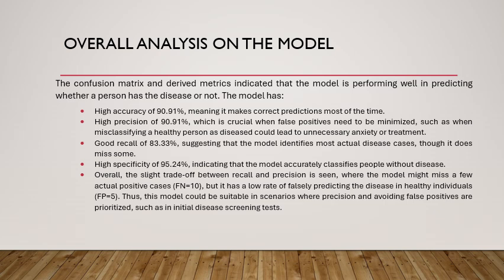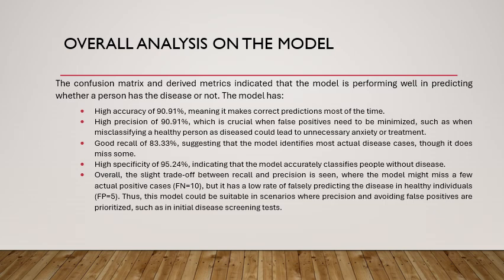Overall analysis is that high accuracy of 90.91%, meaning it makes correct predictions most of the time. The model also has a high precision of 90.91%, which is crucial when false positives need to be minimized, such as when misclassifying a healthy person as diseased could lead to unnecessary anxiety or treatment.